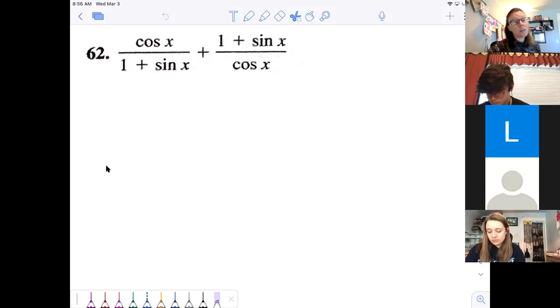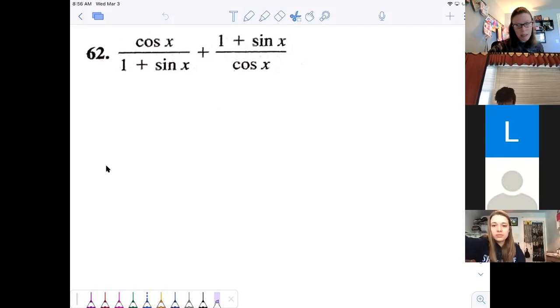And again, your goal is to simplify. Now, these fractions are being added. So you've got to make sure that you are applying correct algebraic properties to add fractions together. So it's not multiplication, it's addition. And again, it really just depends on what you think of first to approach the problem. So in number 62, Darby, what did you notice about 62 and how did you start the problem?